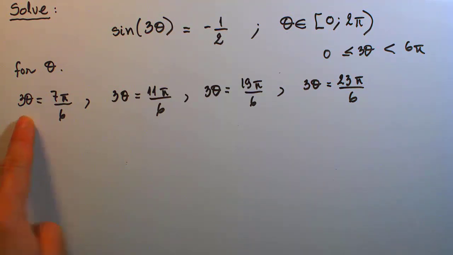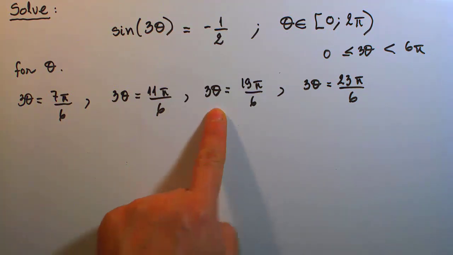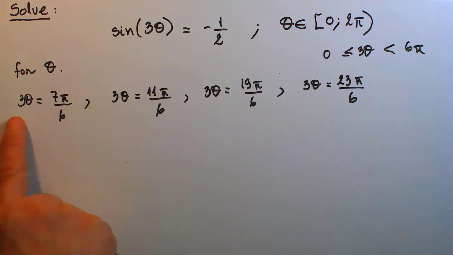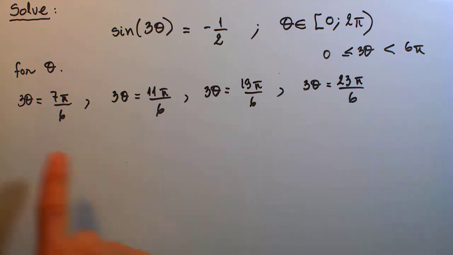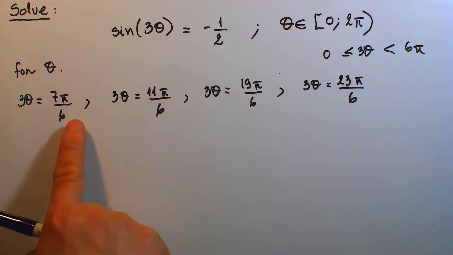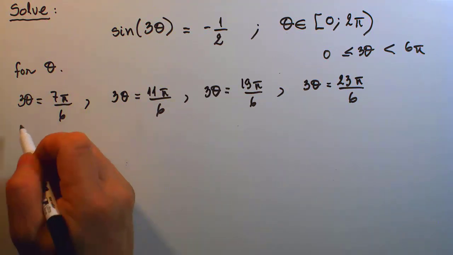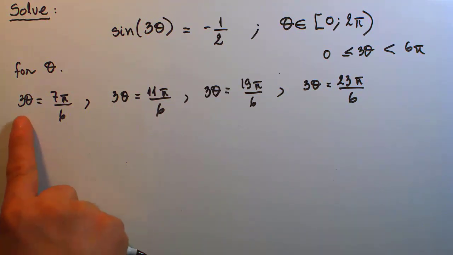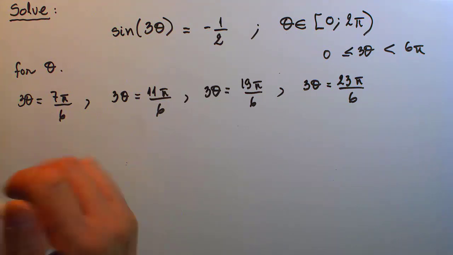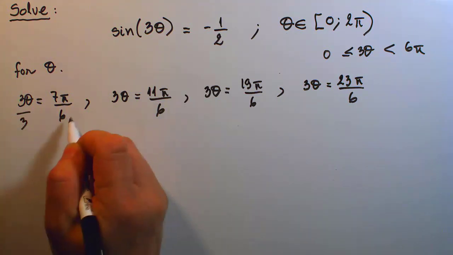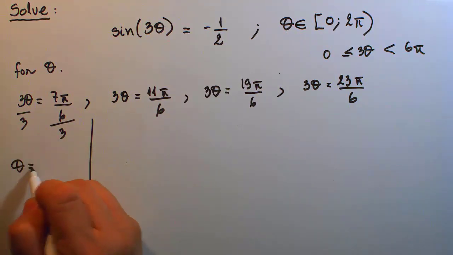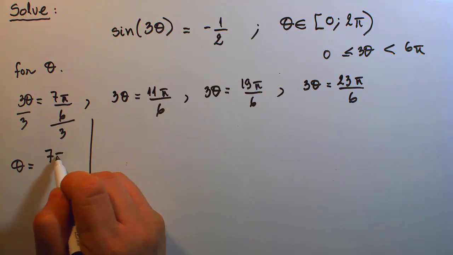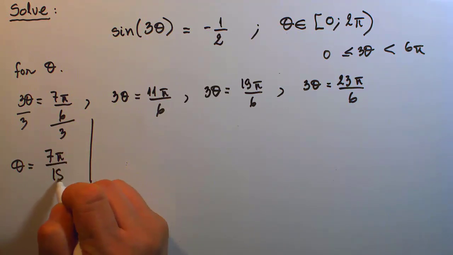To find the actual value of theta, we now just simply divide both sides of that little equation here. Basically we have 6 little equations, and each of these equations is 3 theta equals a value. So now I'm simply dividing both sides of my first little equation by 3. That means consequently I'm going to end up with theta equals 7 pi over 18.